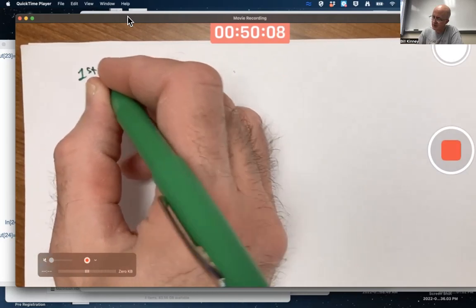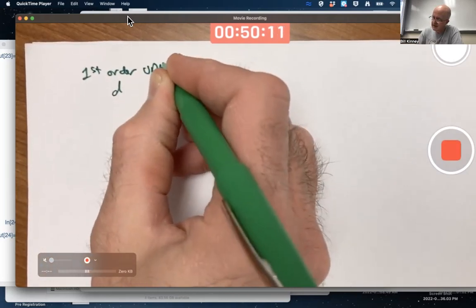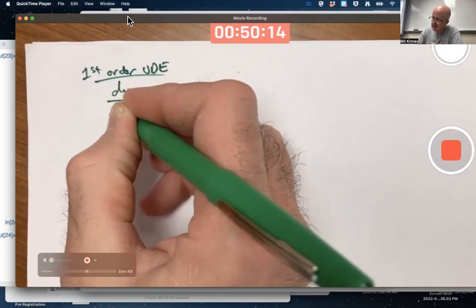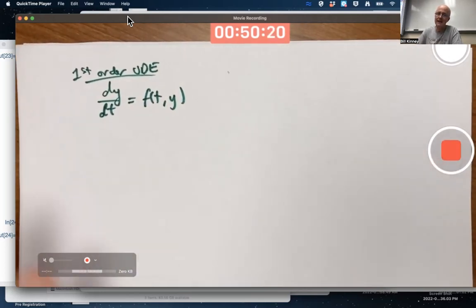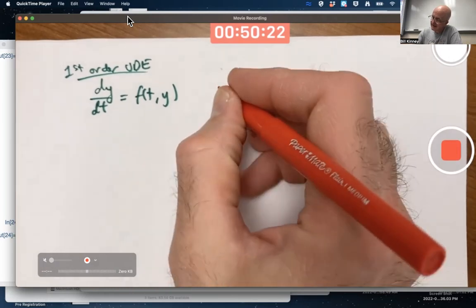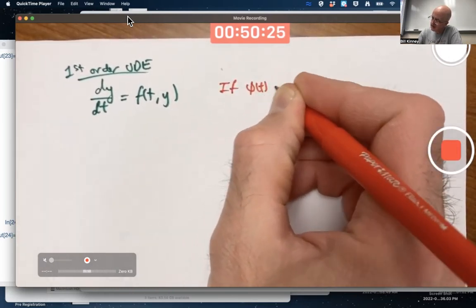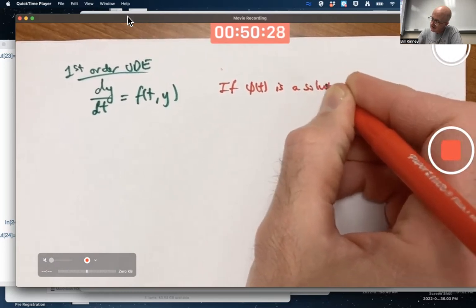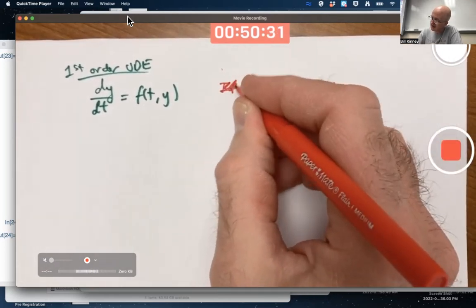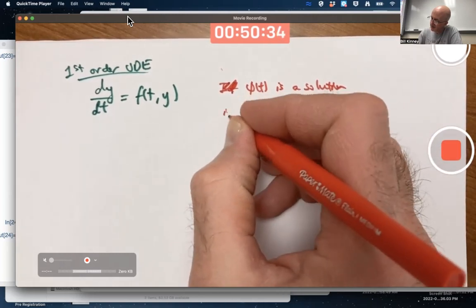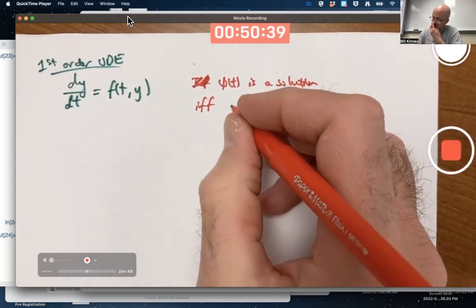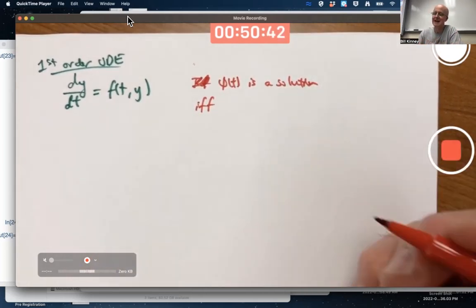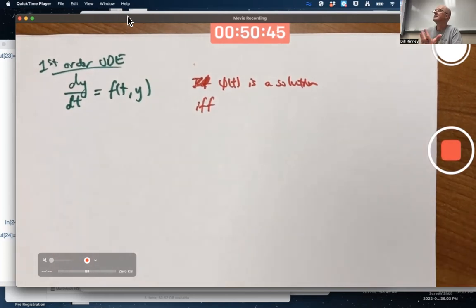Your first order ODE is of the form dy/dt equals f of t, y, meaning phi of t is a solution if and only if, when you plug it in, the left-hand side and the right-hand side are equal for all t in some small interval near your initial condition.